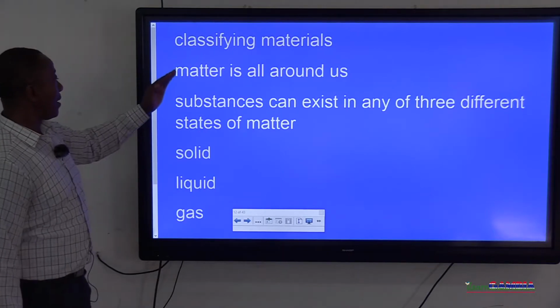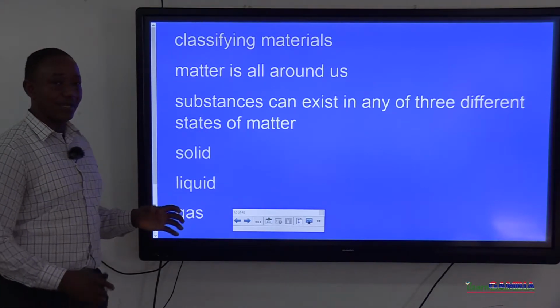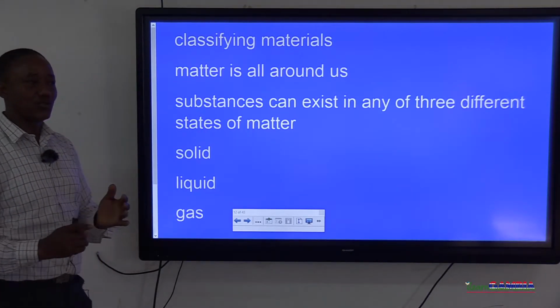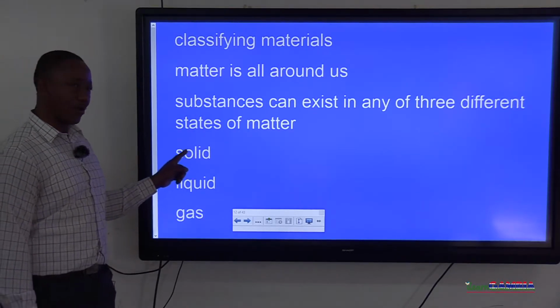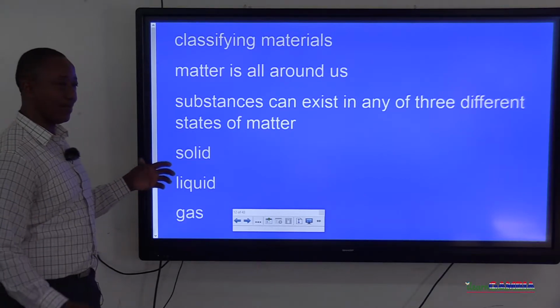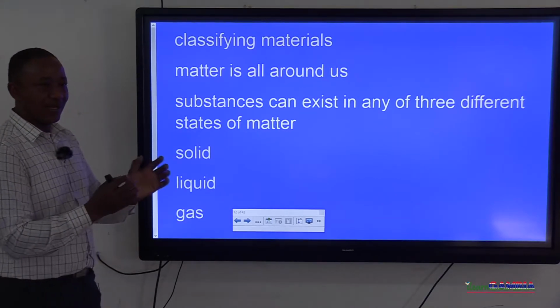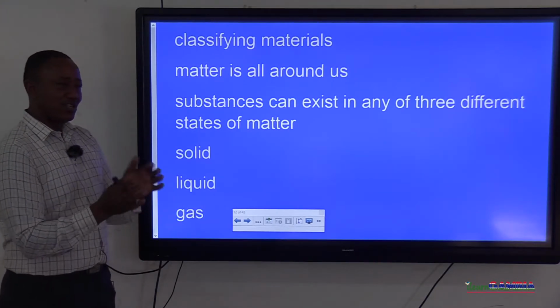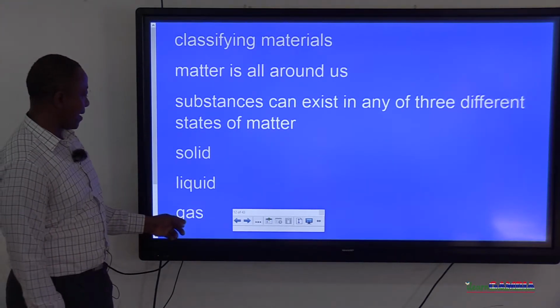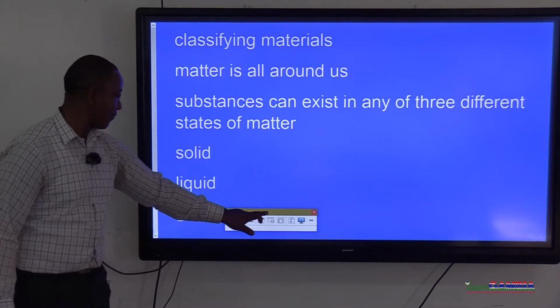So when you look at non-living things, one way we can group them is to look at the state in which they are. If you recall, solid, that is wherein the particles are not moving, they are in one position. The liquid, the particles are changing position slightly, and then the gas, the particles, we say, are free to move.